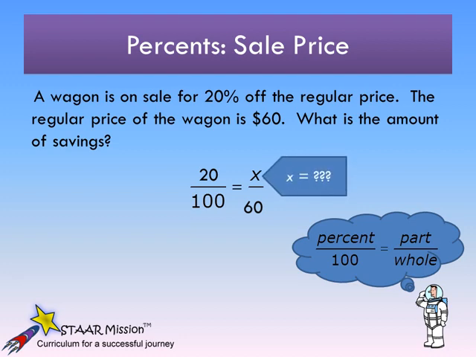To solve for x, determine the scale factor used to generate 60 from 100. To do so, divide 60 by 100. The scale factor is 6/10.